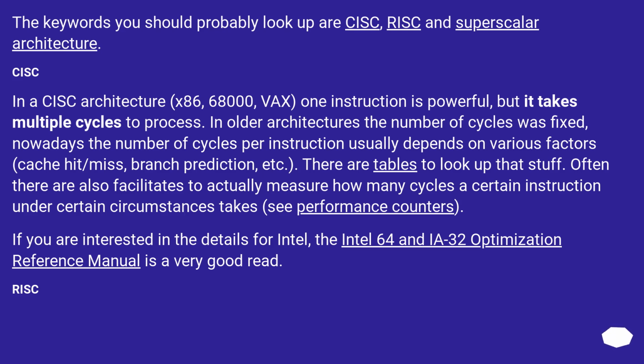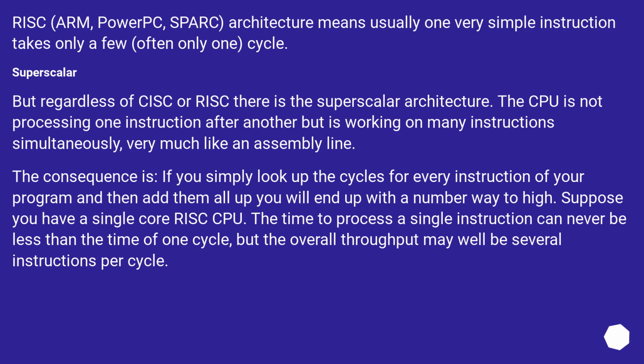Often there are also facilities to actually measure how many cycles a certain instruction under certain circumstances takes, see performance counters. If you are interested in the details for Intel, the Intel 64 and IA32 optimization reference manual is a very good read. RISC. RISC, ARM, PowerPC, SPARC. Architecture means usually one very simple instruction takes only a few, often only one, cycle.